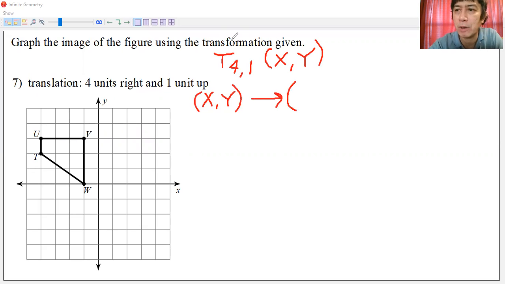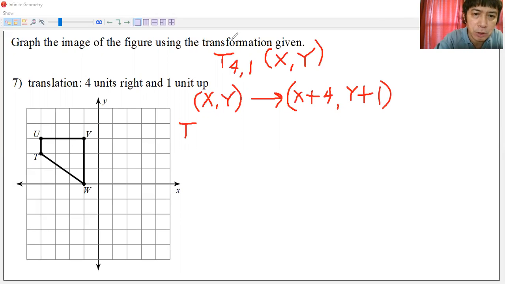And we will have our computed points x plus 4. This is the rule, x plus 4, y plus 1. There. All right, so we will gather our points. This is alphabetized. So this looks like T, U, V, W. All right, our points are T, U, V, W.